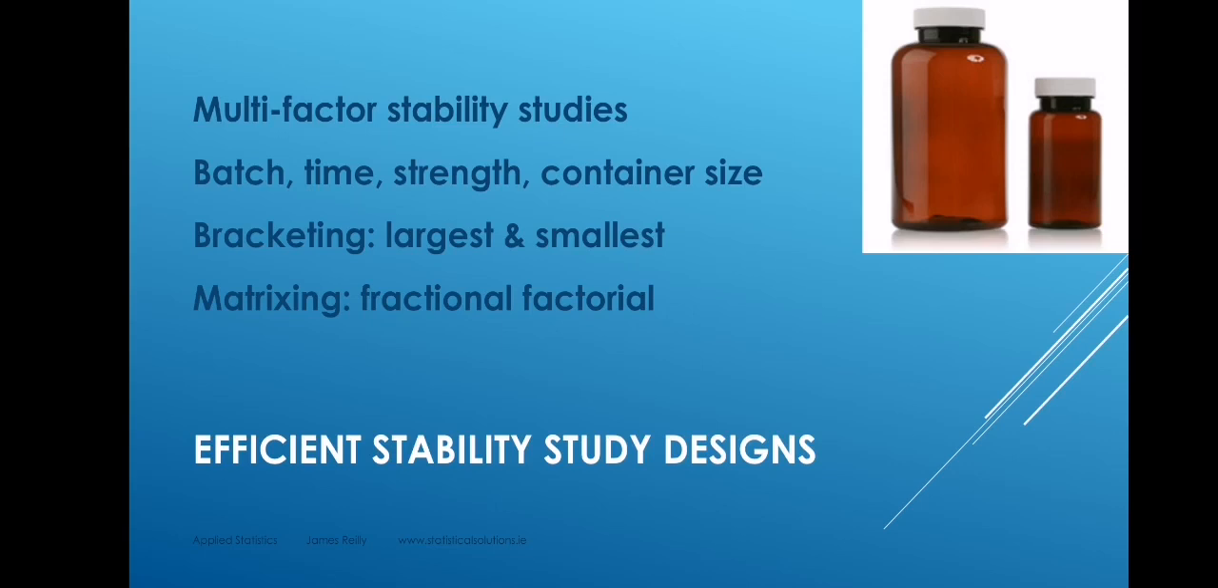The other thing we might do is called matrixing. It just means that because we have a lot of different strengths and container sizes, we don't necessarily study every different strength and every different container size at every different time point for every batch. Instead, we carry out what's basically a fractional factorial experiment, where we look at a combination of these, but not every possible combination.